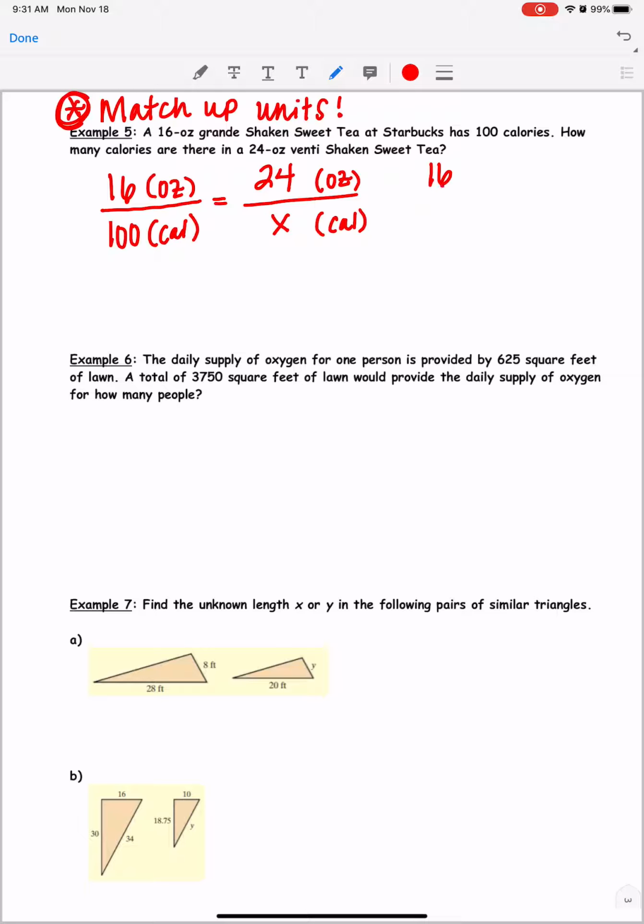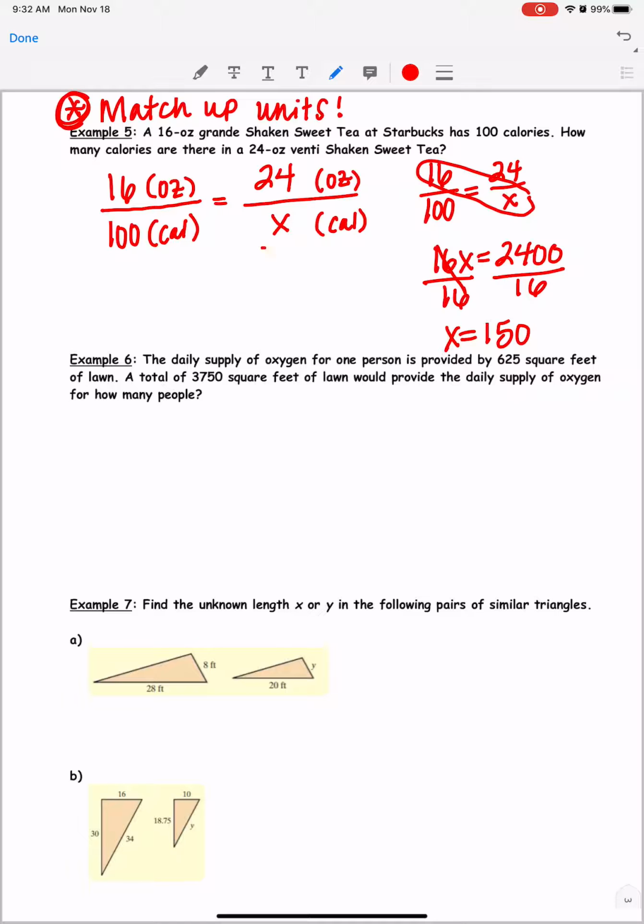So I'm now going to just rewrite this with just my numbers. And now I can cross multiply. So I've got 16x equals 100 times 24 is 2400. Divide by 16. And so we get x to equal 150. But 150 what? What did this ask me? And what does my x represent? My x represents calories. So 150 calories.